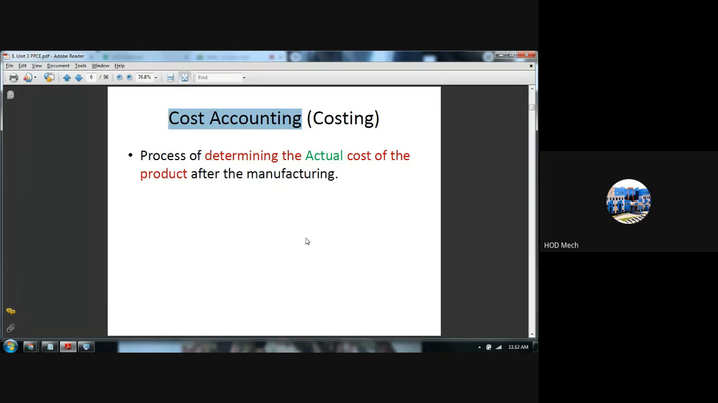So cost estimation takes place before manufacturing. Cost accounting or costing takes place after manufacturing. Is it clear? Is it clear to you? Please respond. Yes, sir. This should not be forgotten, okay?